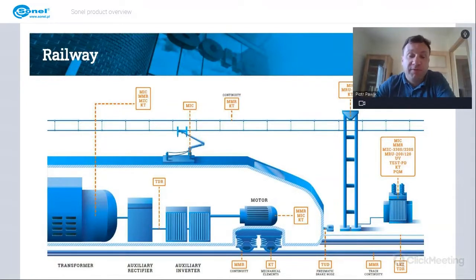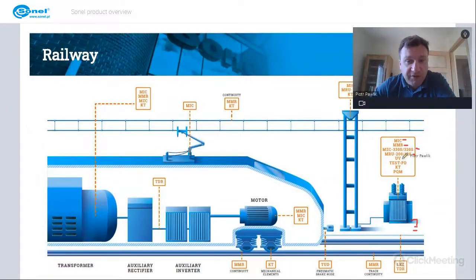So railway will get its power from some transmission or distribution network. So they will have a transformer, which we can check using MIC meters to check insulation resistance of the windings, micrometers to check the continuity in the windings, MZC meters, especially MZC 330, 320, or the older model 310 to check the short circuit loop here on the transformer. MRU 200 or 120 to check the earth resistance of the transformer.